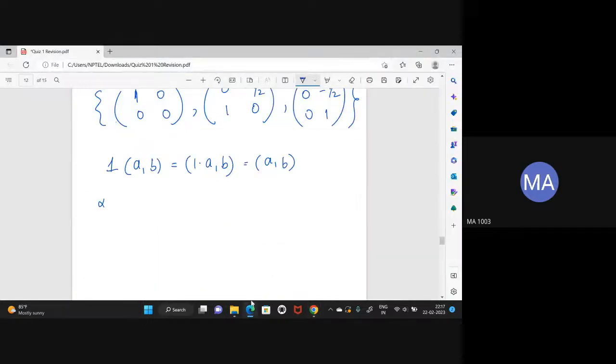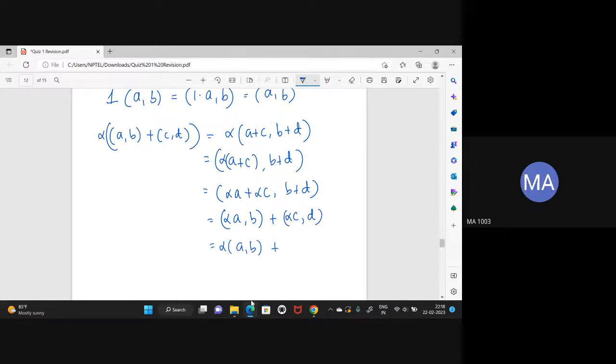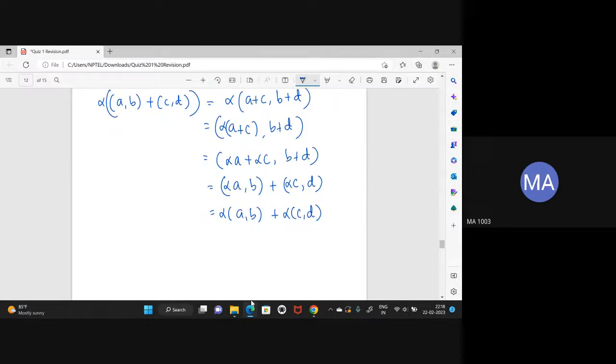So alpha times (a comma b plus c comma d). What will you get? Alpha times (A plus C comma B plus D). That's how scalar multiplication is defined, right? Yes, ma'am. So this is going to be alpha A comma B plus alpha C comma D. Oh, that also works, right? Yeah. This is alpha times A comma B plus alpha times C comma D. This works. The other one will have a problem.